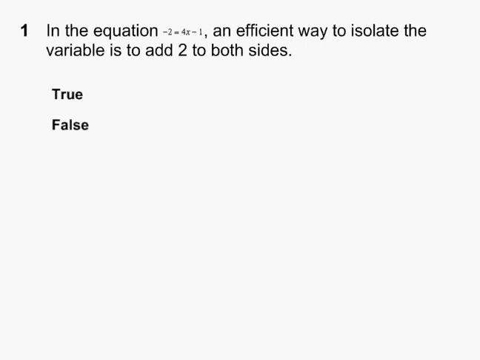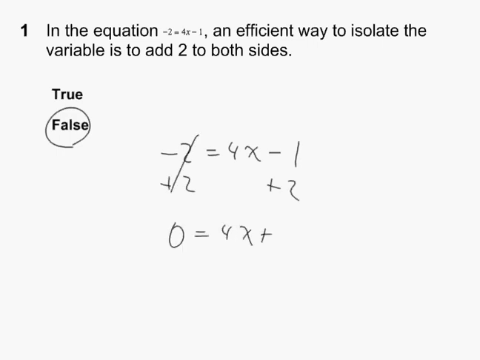So the first question says, in the equation negative 2 equals 4x minus 1, an efficient way to isolate the variable is to add 2 to both sides. And the answer is false, because although adding 2 to both sides won't affect the equation, and you can do that, the only problem is you have 0 equals 4x plus 1, and you really haven't worked towards isolating the variable. You still have a coefficient, and you still have a constant, and now you've made what was a 2-step equation into a 3-step, because now you're going to have to subtract 1 from both sides.